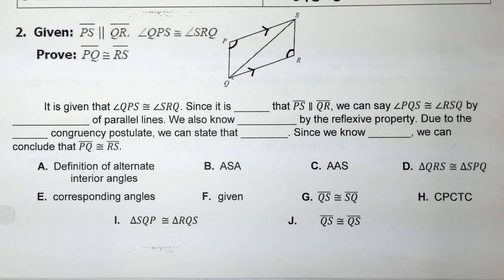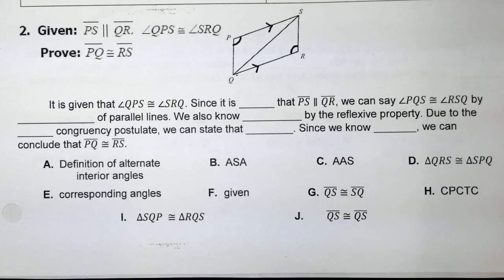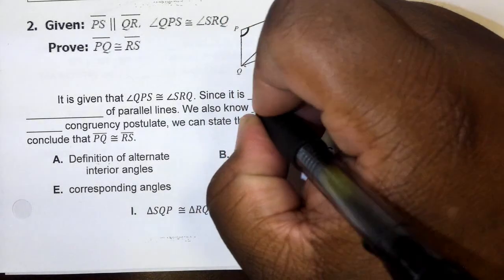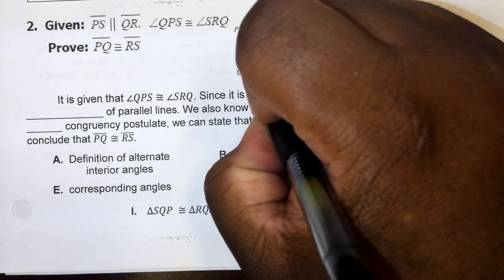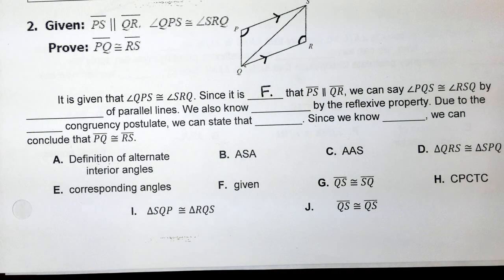Isaiah, you know what should go there? F, right? Given. They told us that they were parallel. F there for given.